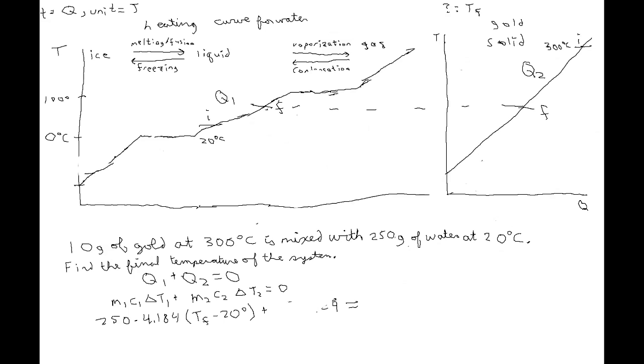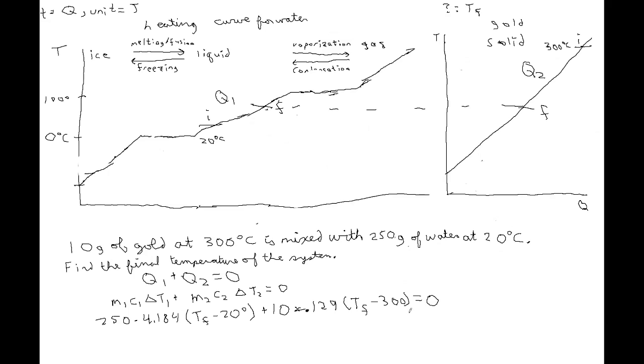So let's go back and try again. What do we plug in for M2? It would be 10 grams times 0.129 times TF minus 300. Good. And it's good that you're being careful to do T final minus T initial. That's really important on these problems. And that all equals what? 0. Okay. All right, now I think we have it set up correctly.